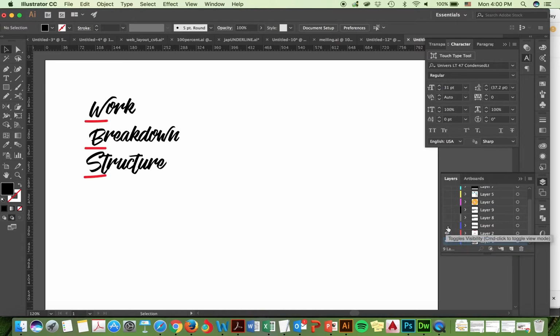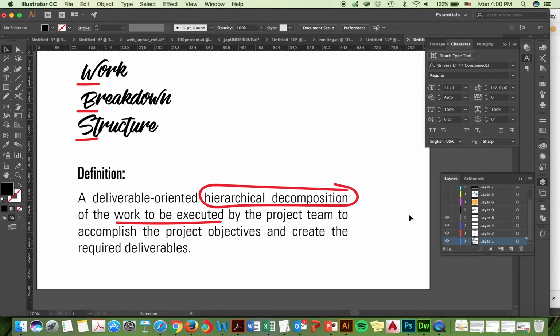Okay, so the definition of it is a deliverable-oriented hierarchical decomposition of the work to be executed by the project team to accomplish the project objectives and create the required deliverables. So you can see that I've actually circled hierarchical decomposition. It means breaking down something, okay? You break down something. And what do you break down? You break down the work to be executed.